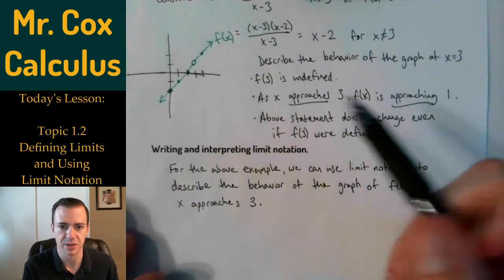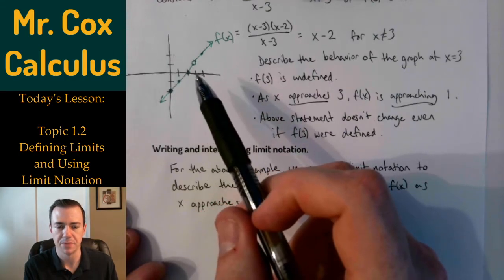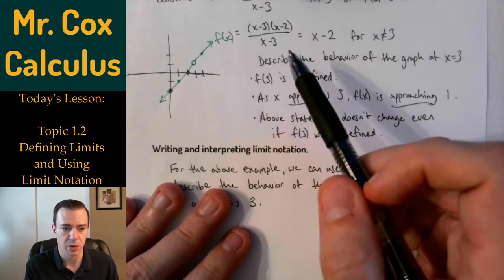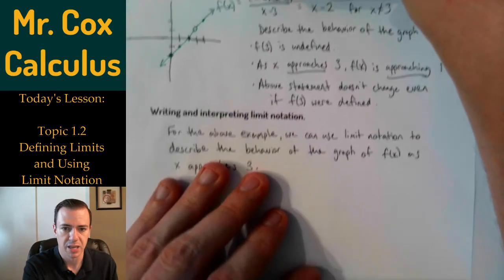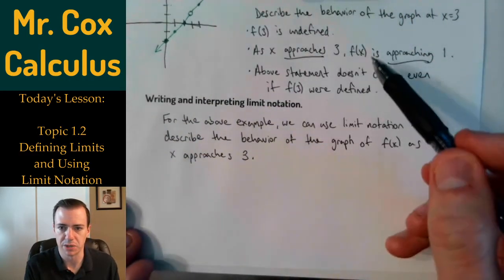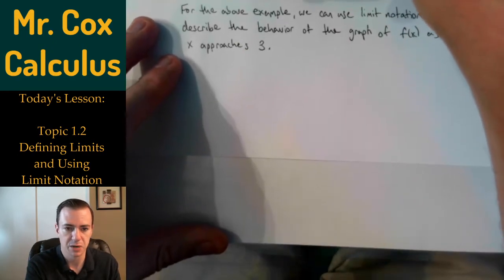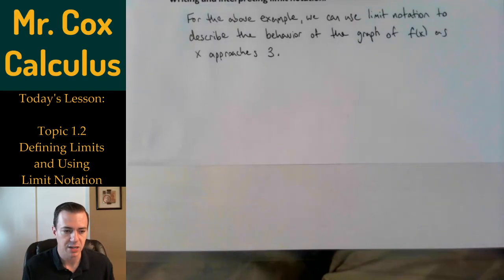This was the function that we were looking at. As x was getting closer to 3, the function was getting closer to 1, even though f of 3 was undefined because it gave us a 0 in the denominator. And we even said as x was approaching 3, f of x was approaching 1. And so what we're about to write is going to be our first limit statement of this class, and it's very important that we understand what is being expressed and what means what.